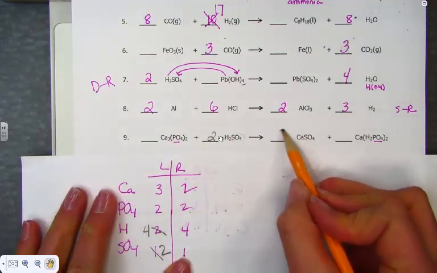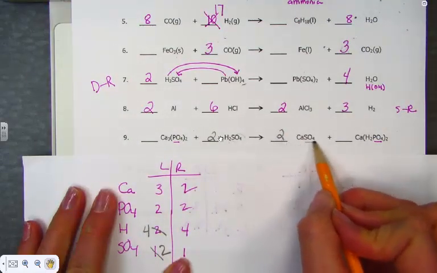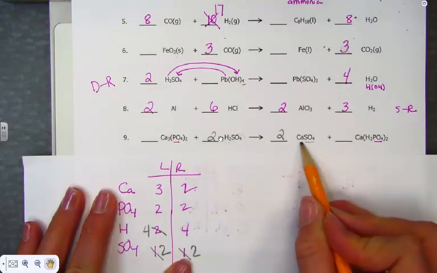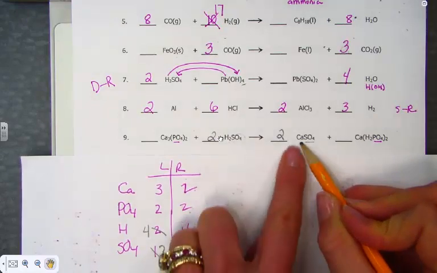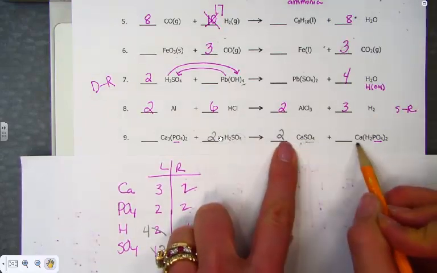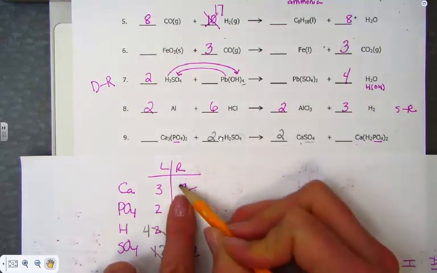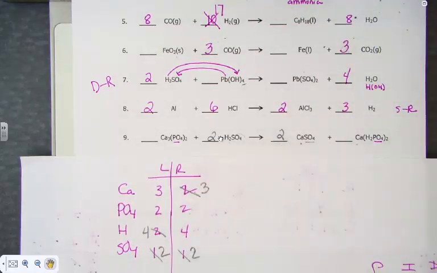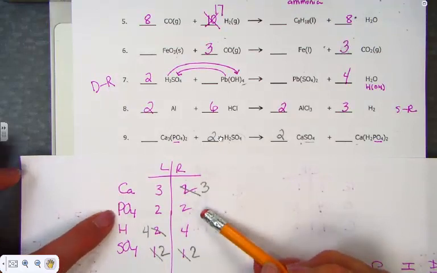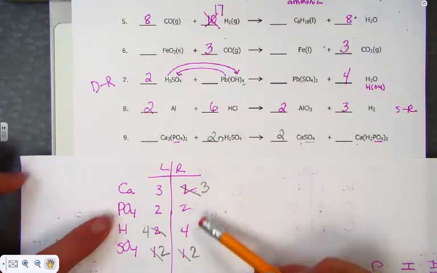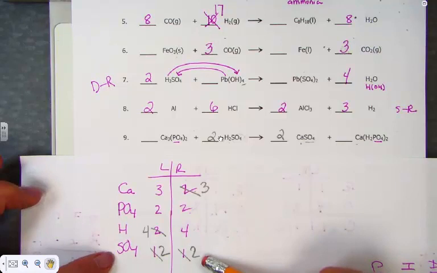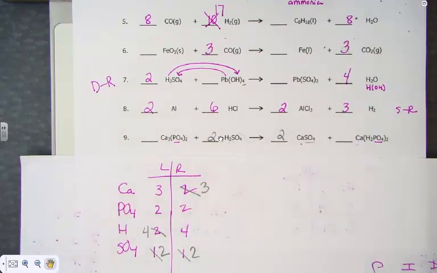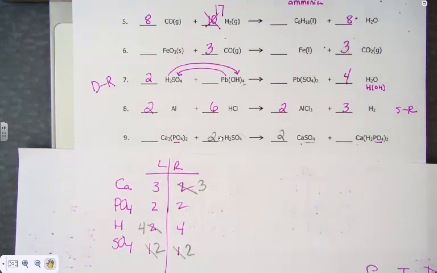I want to try a 2 here, and I'm doing that to repair the SO4s. That gets me to 2 sulfates. But look what it also did. 2 Cas plus 1 more. Oh, that's 3 Cas. Ah, look at that. We did it. 3 Cas, 2 groups of PO4s. H's are working, 2 groups of sulfates. A 1, 2, 2, 1. So I'm glad we left the polyatomics together there.